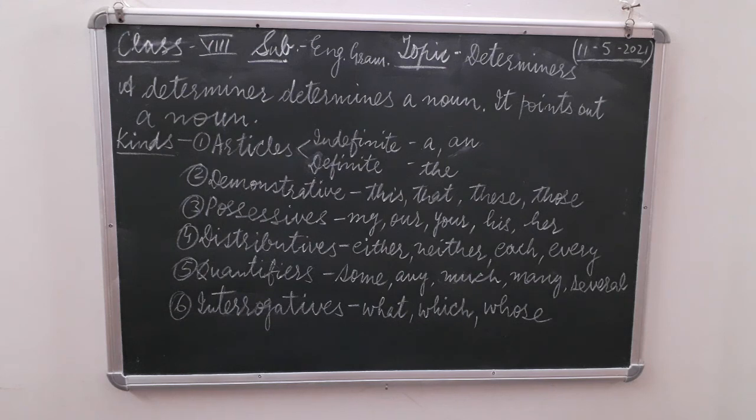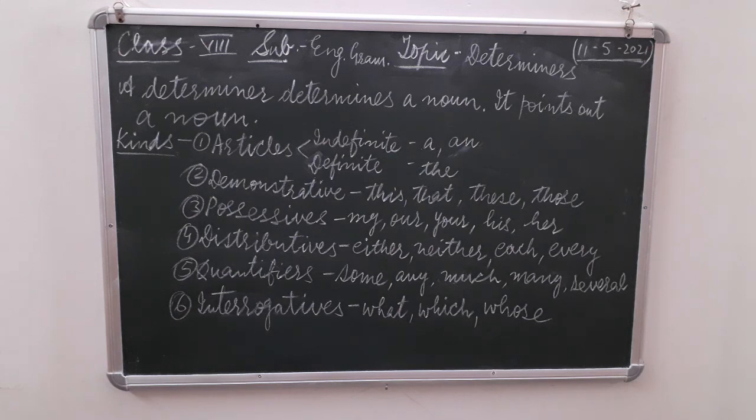One more thing. Articles are also not used before material nouns. For example, this ring is made of gold. The chair is made of wood. So these are all matter here. So we do not use any article before material nouns.